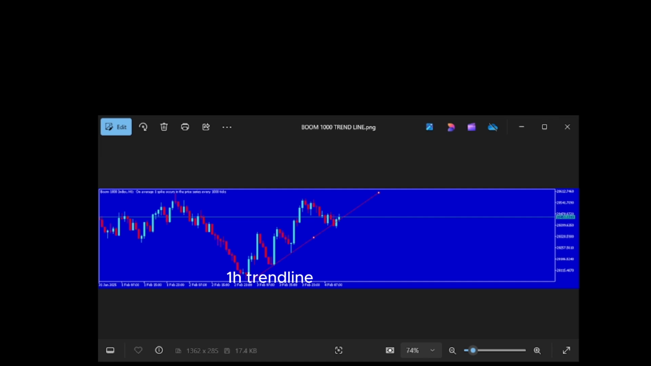As you can see, as the price reaches the trend line, it moves up. It comes down, as long as it reaches the trend line, it moves up. It bounces back. As it reaches the trend line, it moves up. So all these moments where it was reaching the trend line and bouncing up, you will be able to catch the spike in Boom 1000. So as you can see, this trend line strategy works.